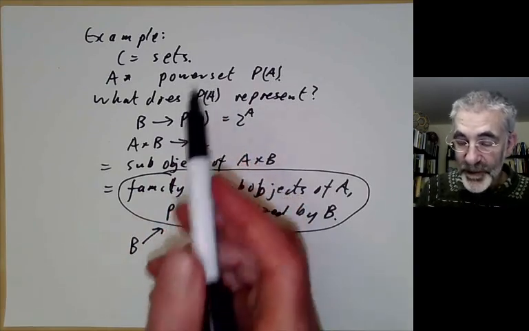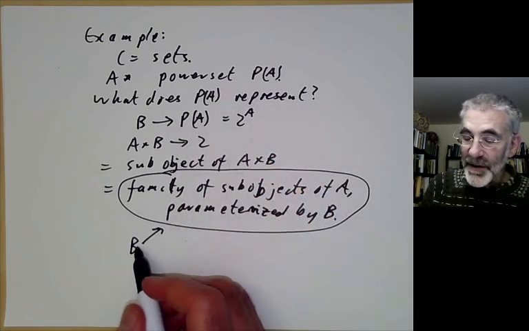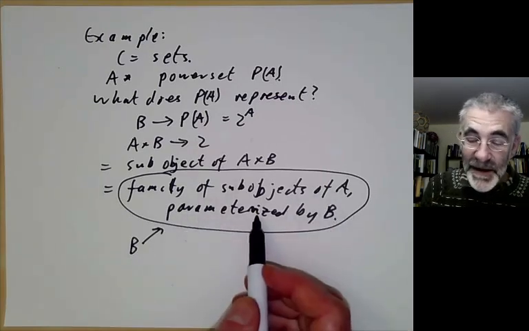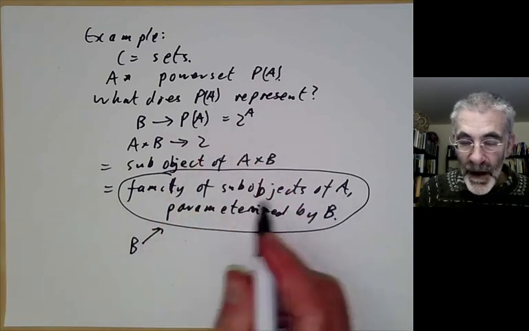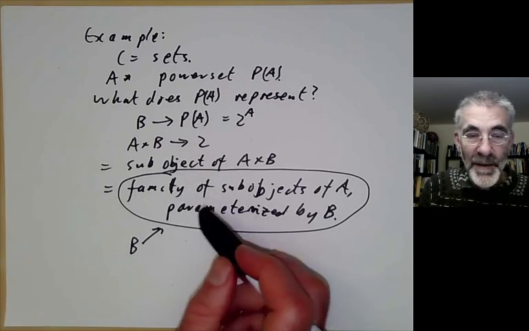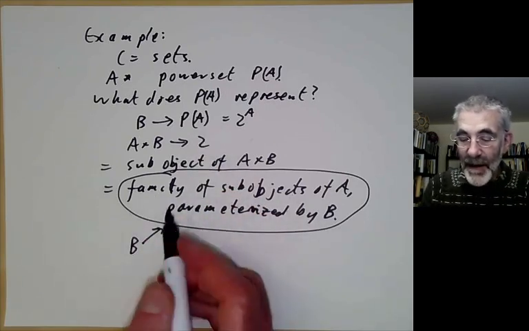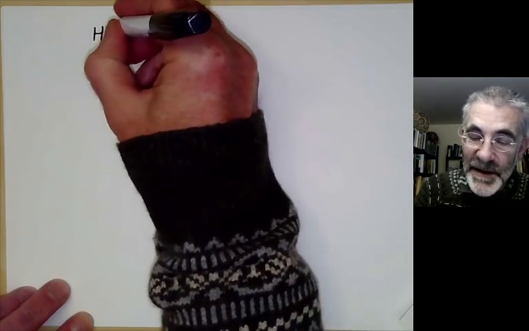Incidentally, you can do the same in any category. Let's take a category with finite limits just to make it easier. You can take the functor taking any object B to the family of subobjects of A parameterized by B, and ask, is this represented by something? And if it is, you call that the power set of the object A. The existence of a power set is actually a very strong condition on a category. In fact, this is more or less the definition of an elementary topos. An elementary topos is just a category with finite limits, such that the power set functor is representable in this sense. Instead of looking at subobjects of a set, we can look at subobjects of, say, a scheme in algebraic geometry. And this leads us to the Hilbert scheme.